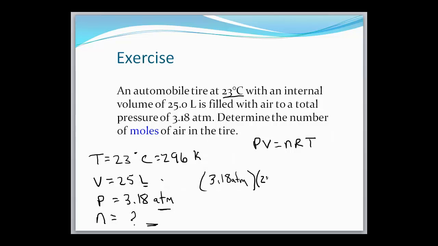Our volume is 25 liters. We're solving for moles. Our gas constant is 0.0821, and I'm not going to write the units to save some space. And then our temperature is 296 Kelvin. So then when we solve for moles, we get 3.27 moles.